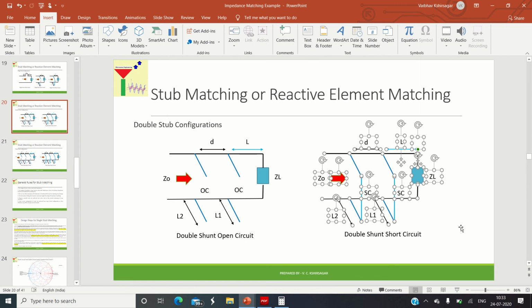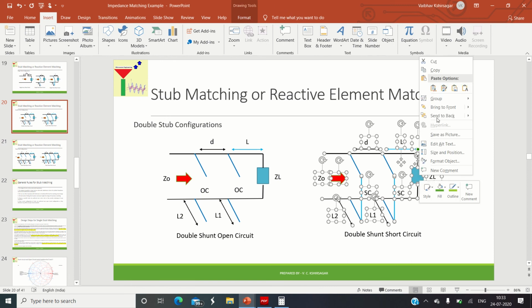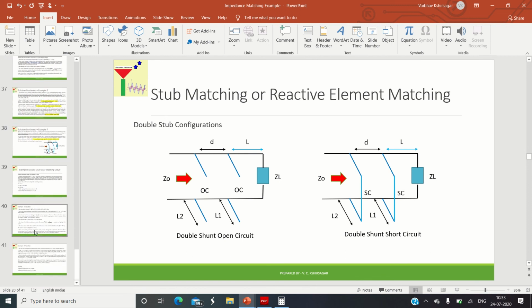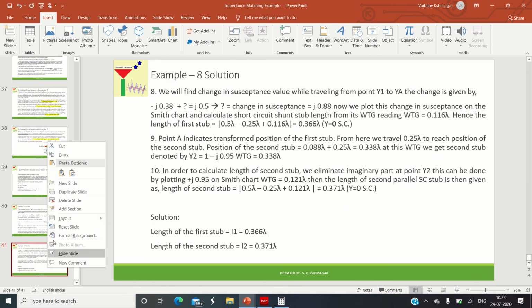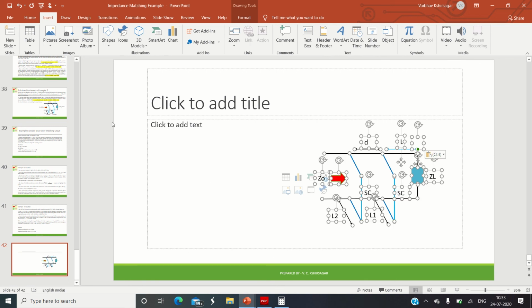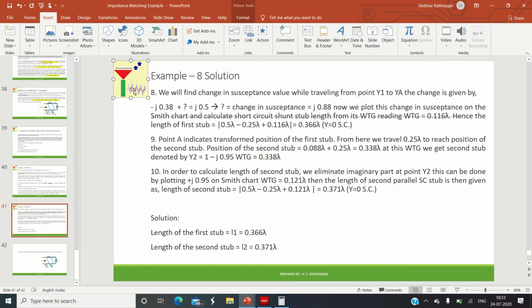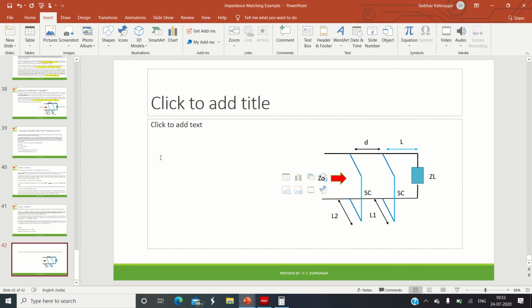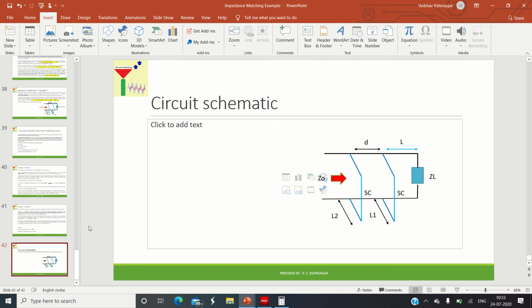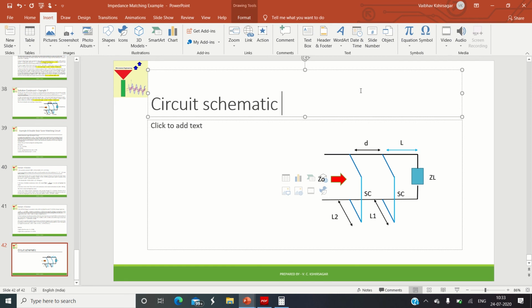In this way I will pick up this diagram. I will copy this because I need the same diagram representing the two-stub circuit. Okay, new slide, and here I will add that figure. Here I will give the name as circuit schematic. So this is for example number 8, circuit schematic, example 8, right?